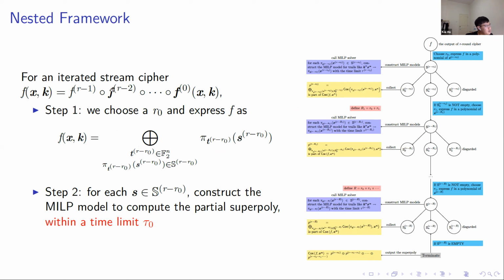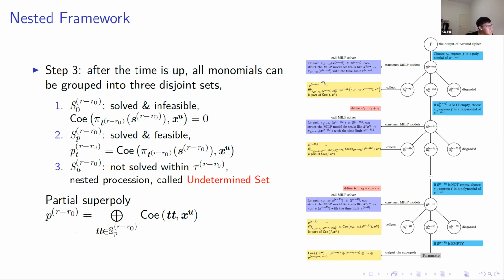Given the output of a stream cipher, we first choose a positive R0 and express f as a polynomial of the internal states. And then we construct MLP models for each term in this polynomial. Different from the previous method, we need to add a time limit tau to this MLP model. This is easy in a Gurobi solver, for example. And then after the time is up, all terms in this polynomial can be grouped into 3 disjoint sets.